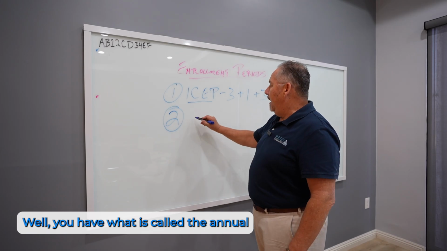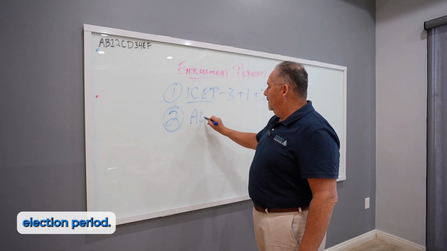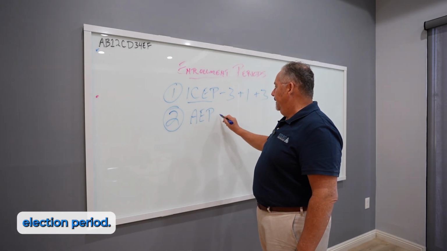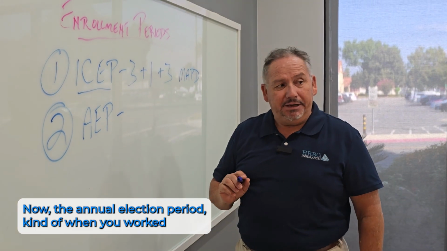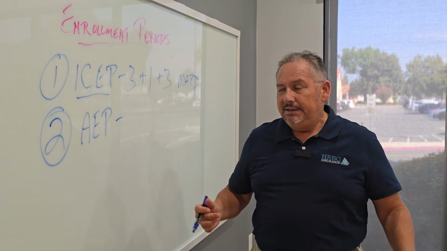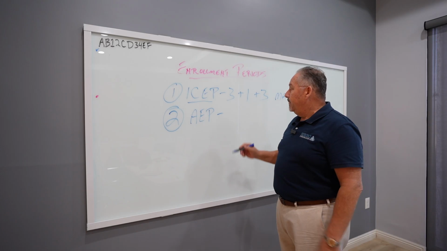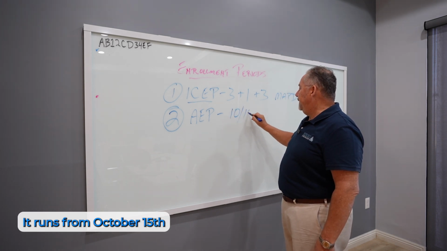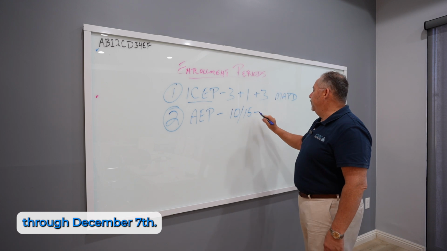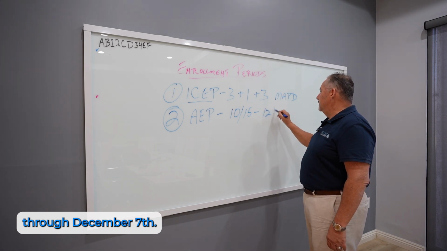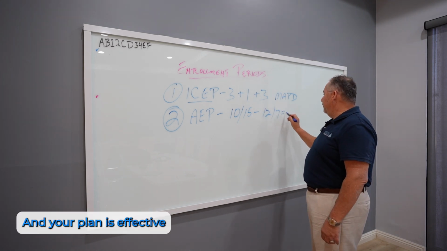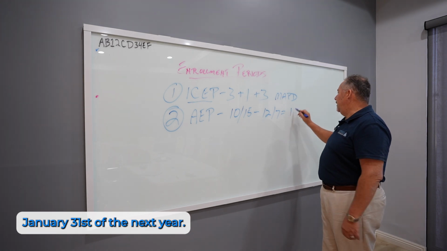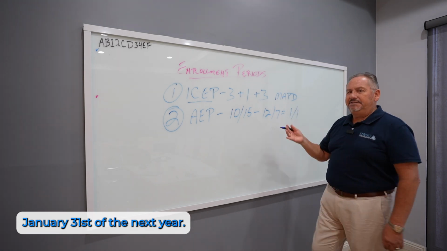Number two is, once I have Medicare, do I have options during the year? Well, you have what is called the annual election period. Now, the annual election period is kind of when you worked and you had open enrollment. It runs from October 15th through December 7th. And your plan is effective January 1 of the next year.